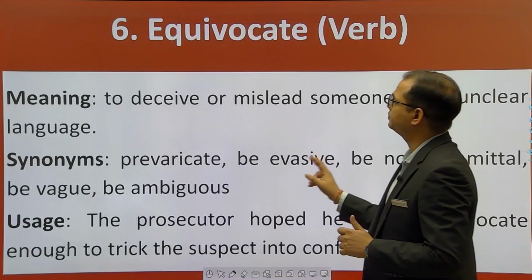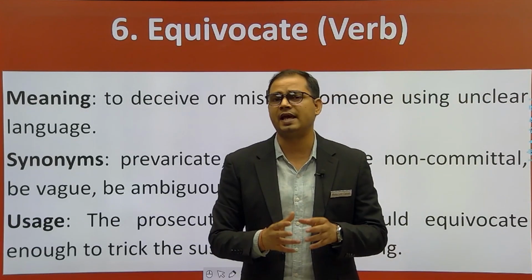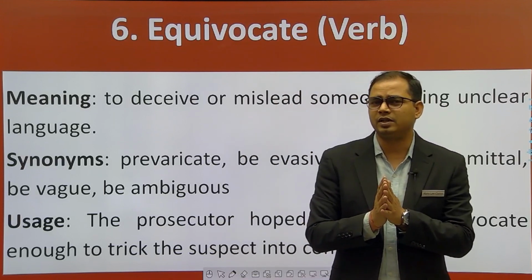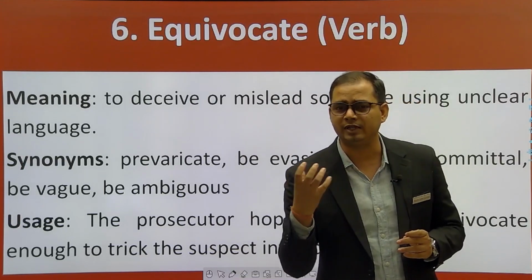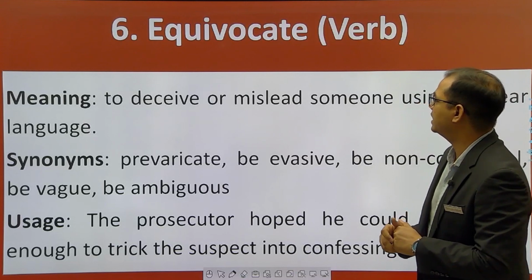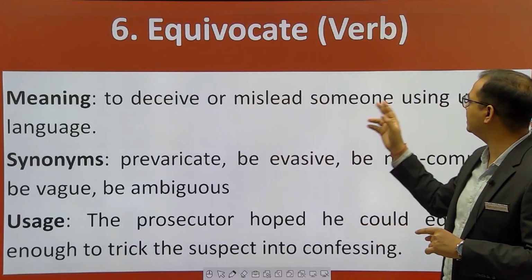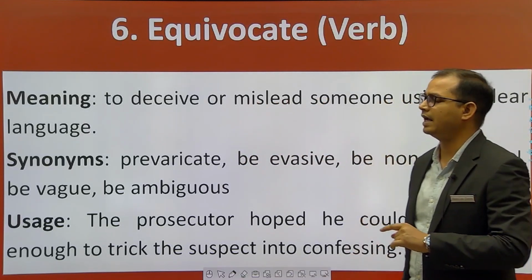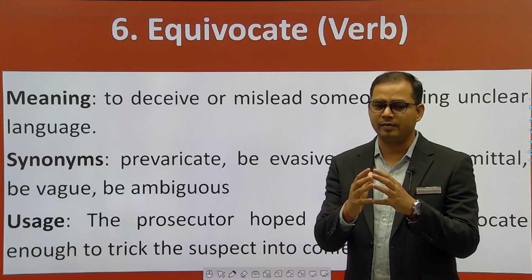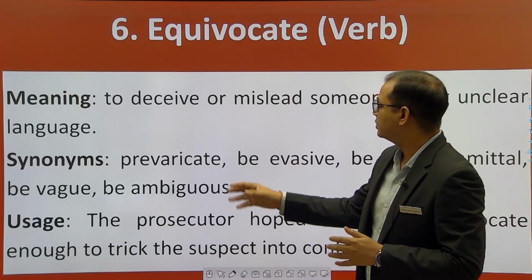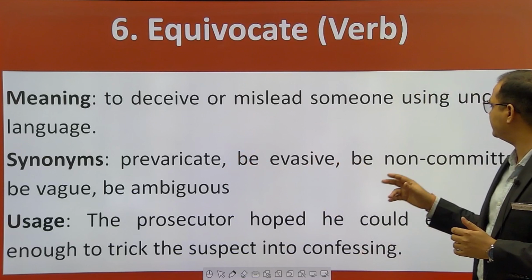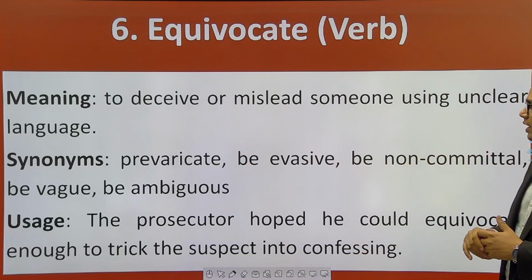All right. The next word in the list is equivocate. Equivocate का मतलब होता है बहुत ही घुमा फिरा के किसी को अपने बातों में उलझाना, right? To deceive or mislead someone using unclear language. ऐसा व्यक्ति करता क्यों है? ताकि सामने वाले को धोखा दे सके. So prevaricate, be evasive, be non-committal, be vague, be ambiguous.